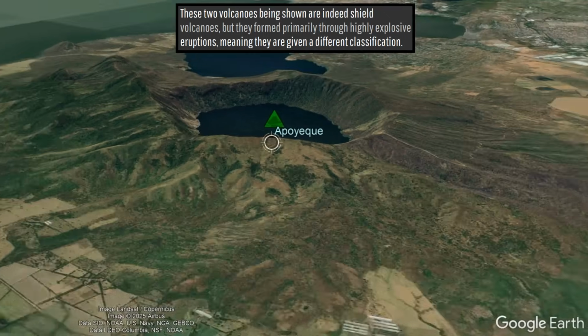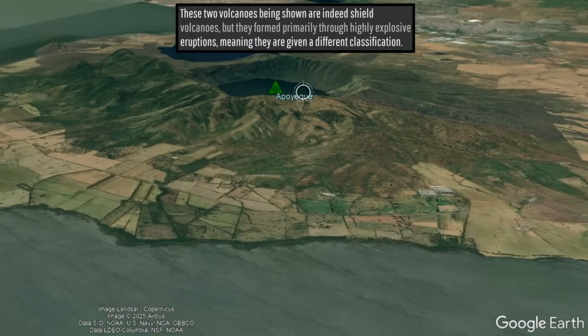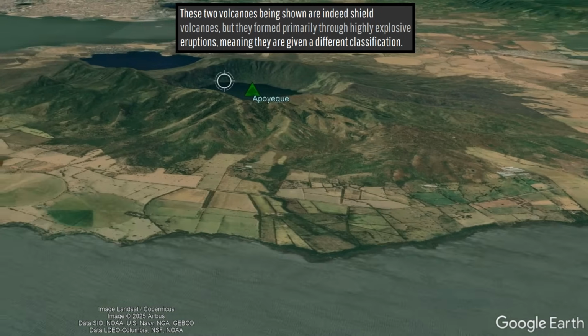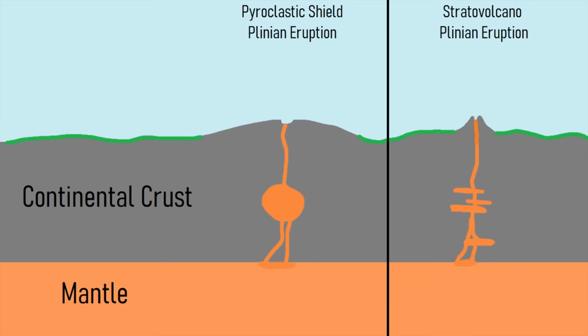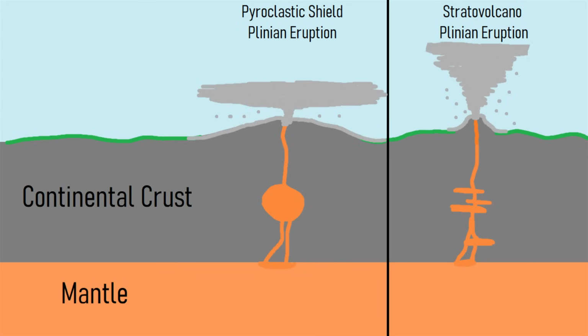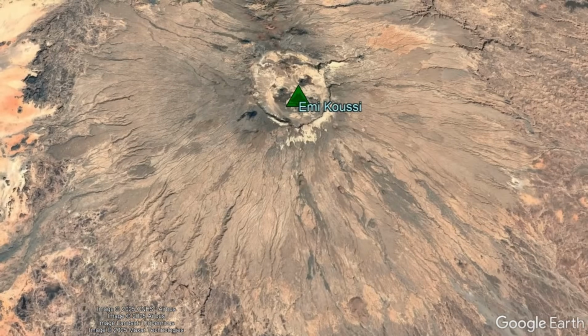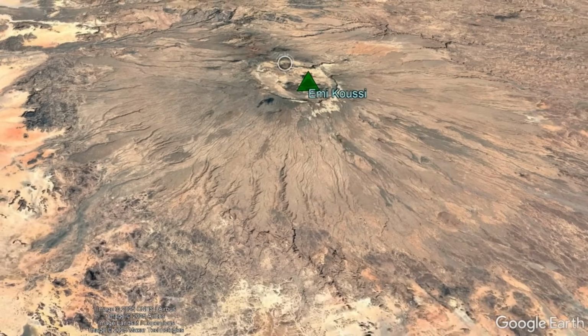Sometimes shield volcanoes form not through primarily effusive eruptions, but instead primarily explosive eruptions. Known as pyroclastic shield volcanoes, these form through numerous subplinian to plinian eruptions with a low but broad eruption column that disperses ash over a wide area. One example of such is Emi Koussi in the nation of Chad.